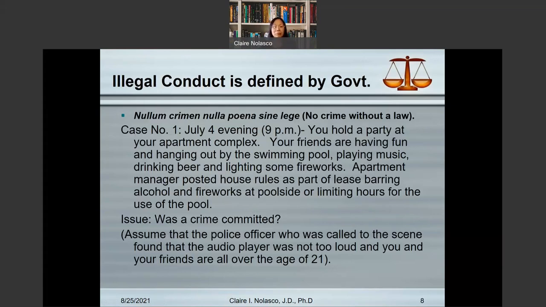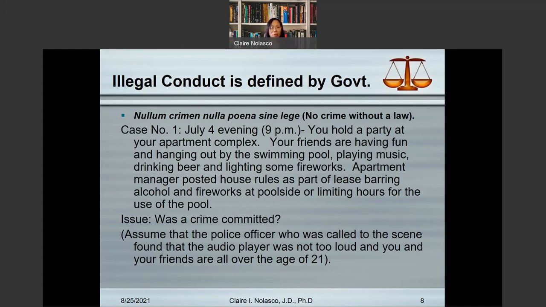Now, the first attribute of crime is that it is illegal conduct defined by the government. What does this mean? Who is the government? Okay. So in law schools, legal academics and students are often taught certain Latin maxims. And the Latin maxim for this particular case is nullum crimen, nulla pena sine lege, meaning there is no crime without a law defining it, okay?